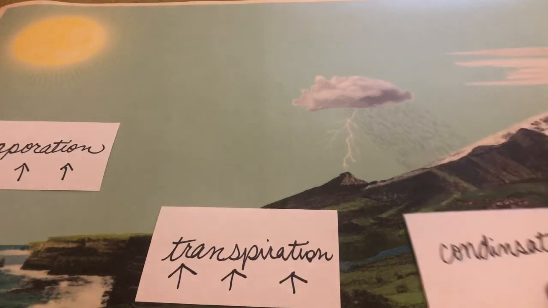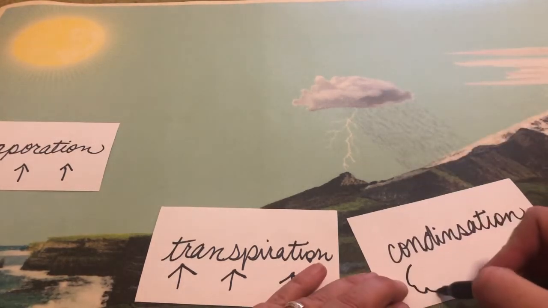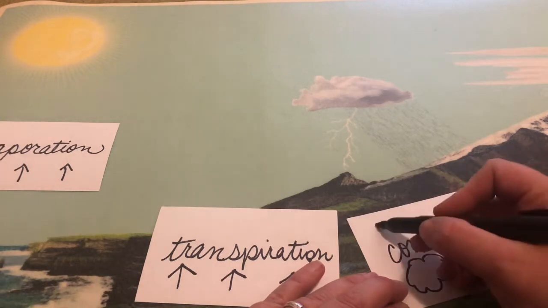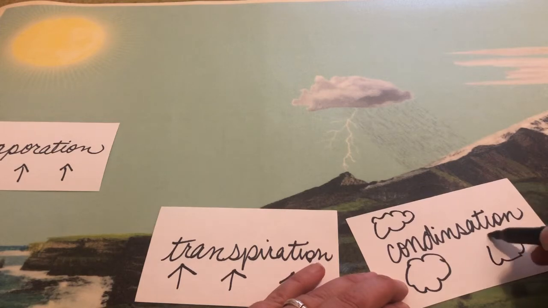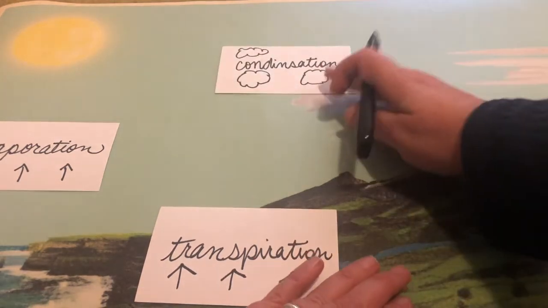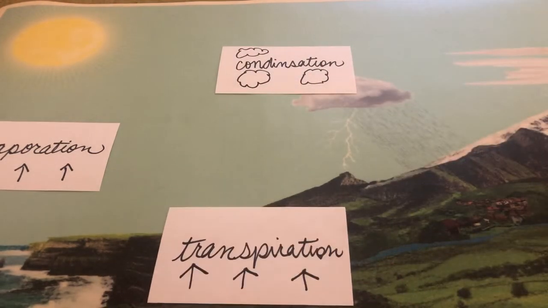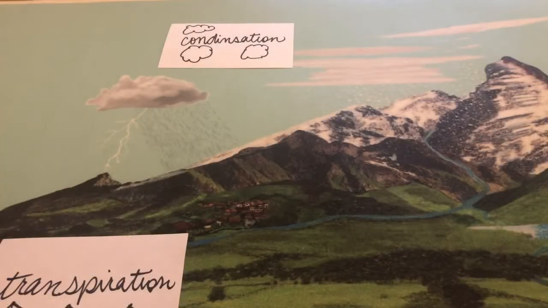You know what? I think I'll make a cloud here. As the water droplets join together, eventually the clouds cannot hold all the water droplets as they become saturated. And then we have precipitation.